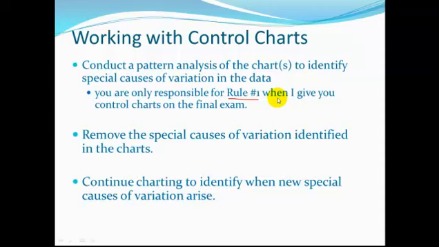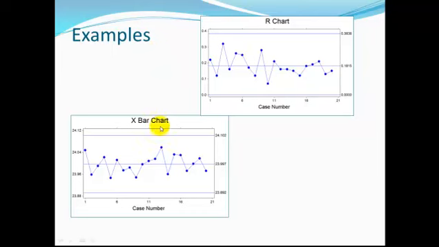Here's an example where I took some samples and I'm looking at R charts and X bar charts. These are the control charts that are generated using our software program. I want you to identify if rule number 1 is broken. What that really means is, at the top of the graph we see our upper control limit up here. We see our lower control limit. Are there any points outside those limits?